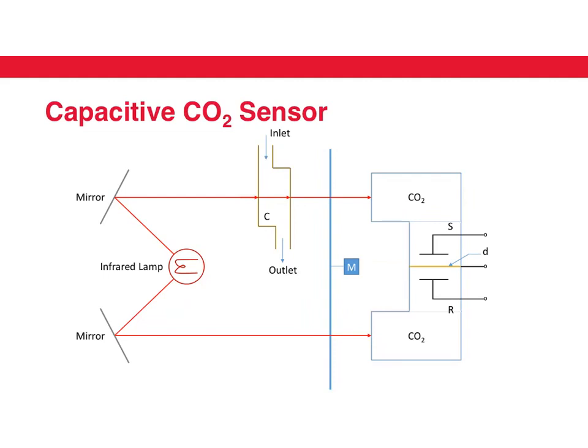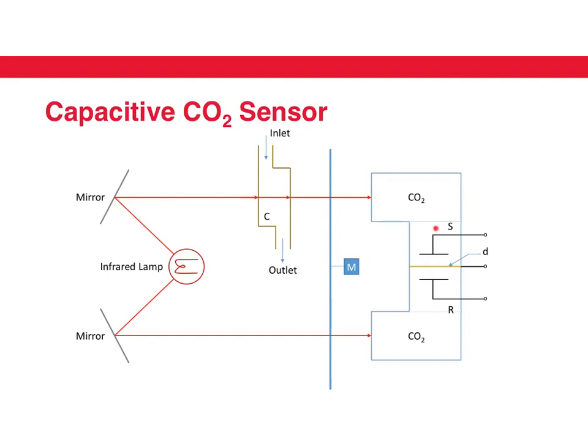One very interesting example of a differential capacitor is a capacitive carbon dioxide sensor. This sensor is basically based on the movement of this diaphragm here. As this diaphragm moves up and down, the two capacitances change, and that gives you different outputs. The diaphragm moves up and down depending on the two chambers S and R. If the pressure in the chamber R is higher, the diaphragm moves upwards. If it is lower, the diaphragm moves lower.